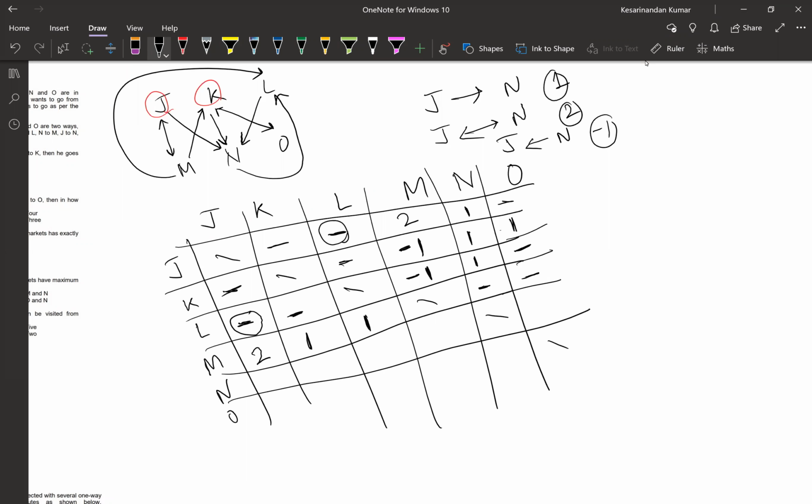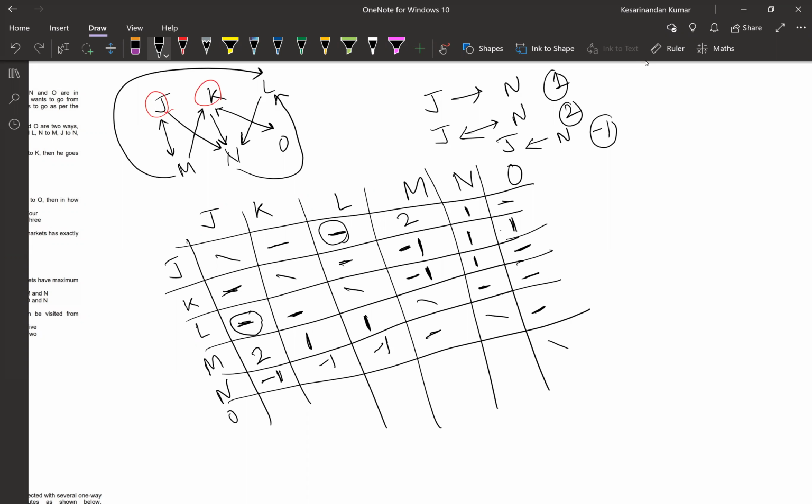Similarly, let's fill for N. N to J, there is a negative road. Then N to K, also negative. N to L is also negative. N to N, there is no road. And N to O, there is no road.